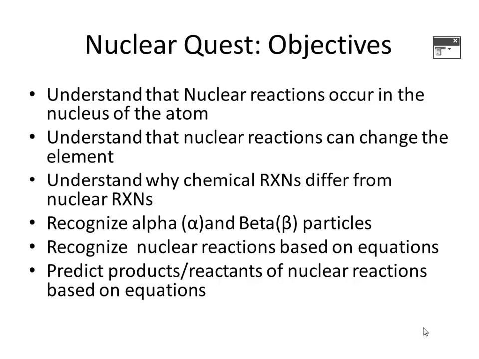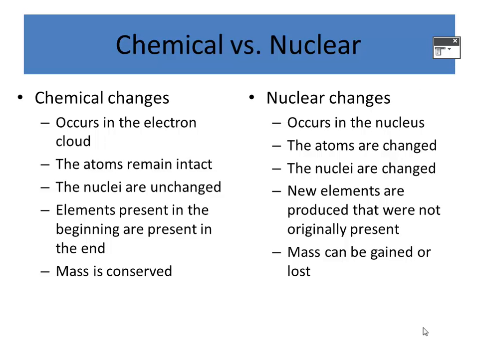We should be able to recognize two specific types of radioactivity, alpha and beta radiation and their associated particles. We should recognize a nuclear reaction based on a chemical equation. And we should be able to predict products or reactants of nuclear reactions based on equations. So those are our ultimate goals. But first, comparing and contrasting chemical changes and nuclear changes.